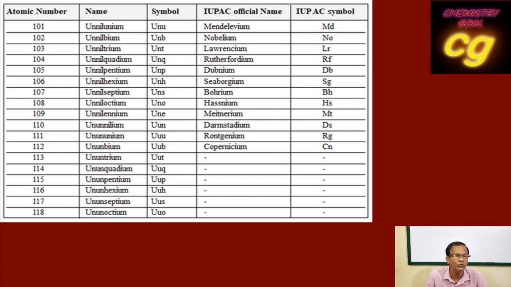So for example, come to 118. 118 means the first 1 is un, the second 1 is un, and 8 means oct. I am again showing the previous slide. You see, 8 means oct. So you have to write like this: 1 is un, 1 is un, and 8 is oct. So it is called ununoctium. The symbol is UUO: 1 means U, and 8 means O.